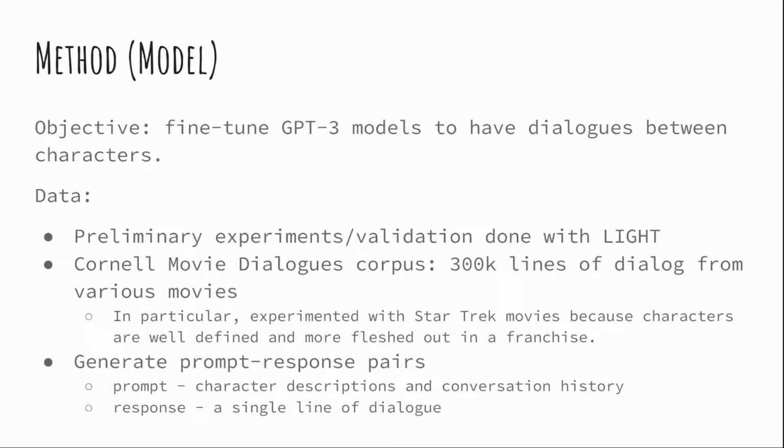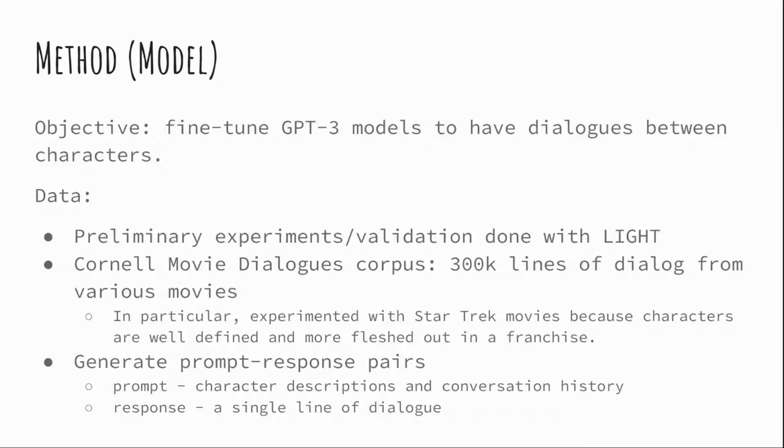So the main data set we use is Cornell Movie Dialogue Corpus. It's 300K lines of dialogue from various movies. It also contains metadata about the characters and so on, so it's very useful. We picked the Star Trek movies from it because a lot of movies only contain 2 to 3 hours of content. The Star Trek movies combined together contain more than 10 hours of content. Star Trek also has a very well-defined fandom to get character descriptions from, and they're also more fleshed out.